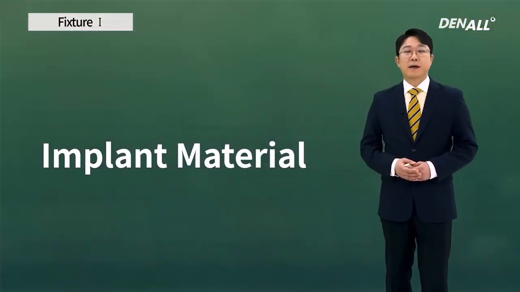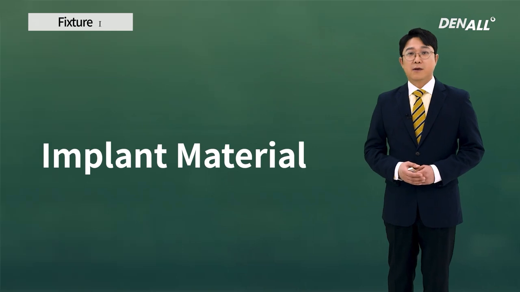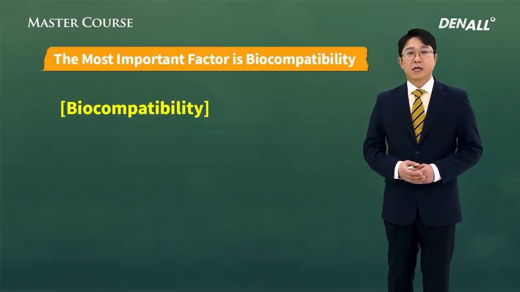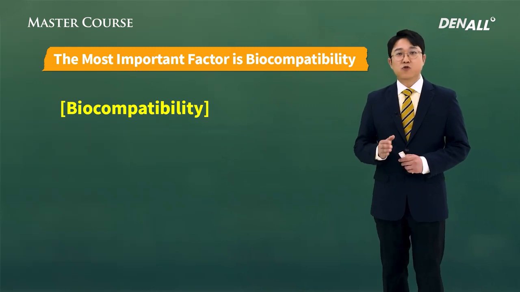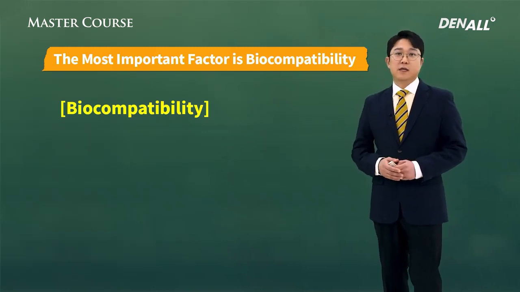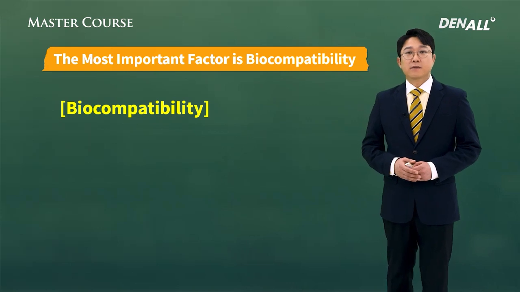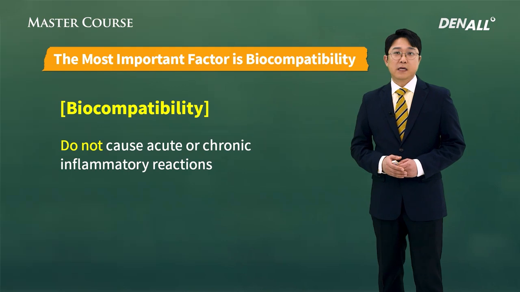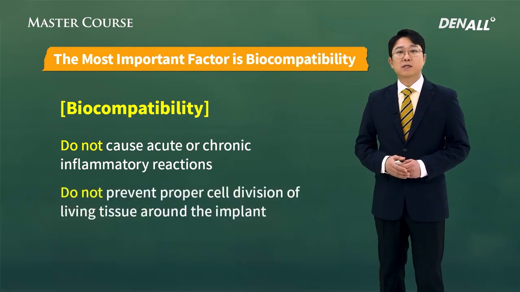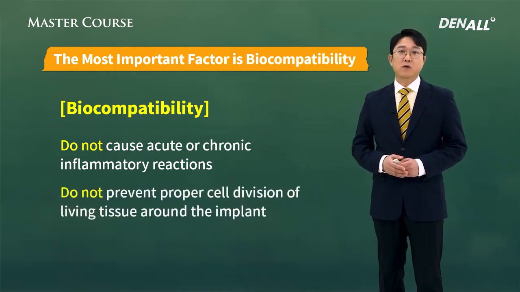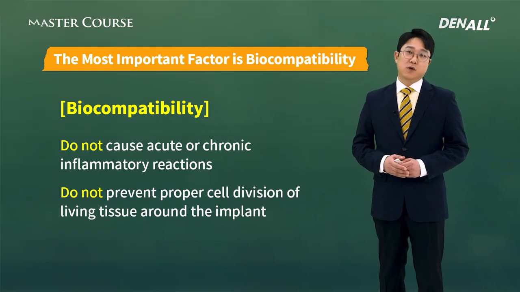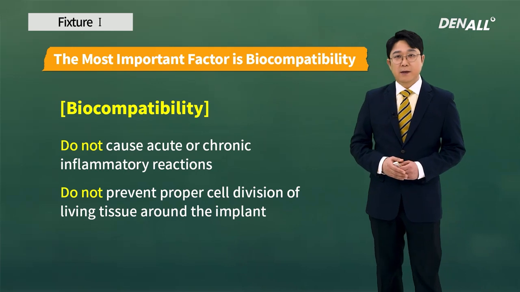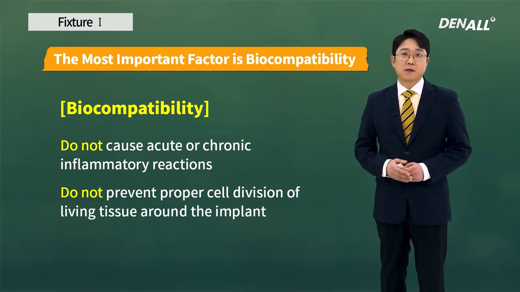Next, implant materials. The requirement for the implant materials, most important one is the biocompatibility. Biocompatibility means it should not cause inflammatory reaction in the body, and it should not interfere with the cell growth. No matter how good the physical property may be, it should not generate any harmful effect in the body.